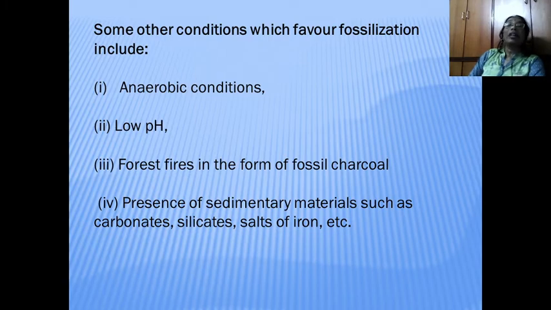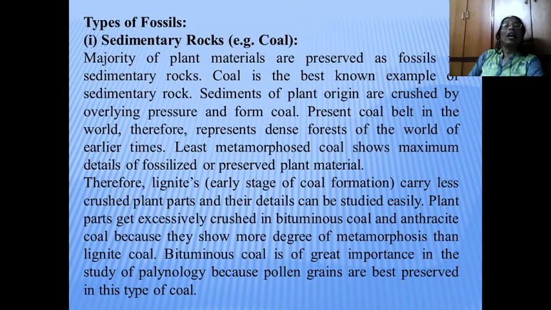There are some conditions which favor fossilization. These are anaerobic conditions, low pH, and forest fire in the form of fossil charcoal, and the presence of sedimentary material such as carbonates, silicates, salts of iron, etc. There are various types of fossils.